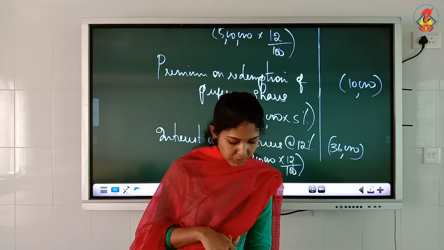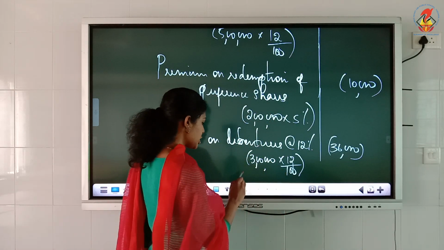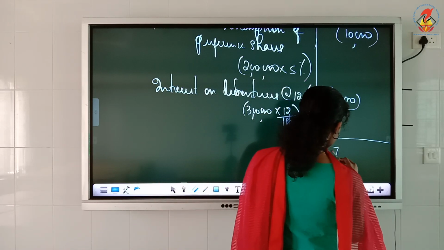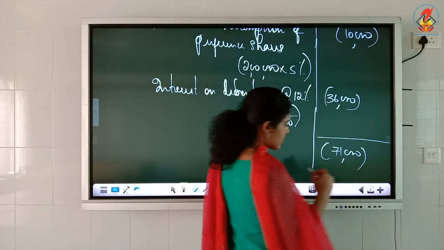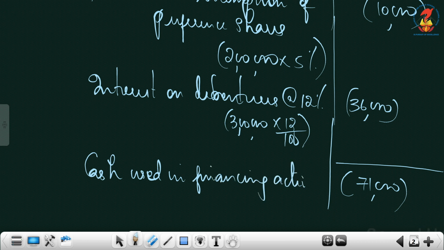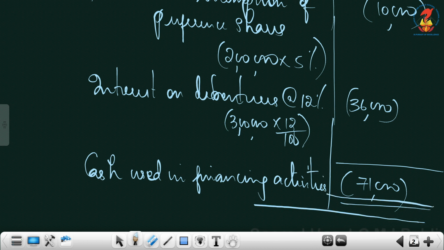Now we can compute the cash flow or cash used. If you get the final answer as negative, here it is negative 71,000. So if it is a negative figure, you must write it as cash used in financing activities. Okay, so this is cash used in financing activities.